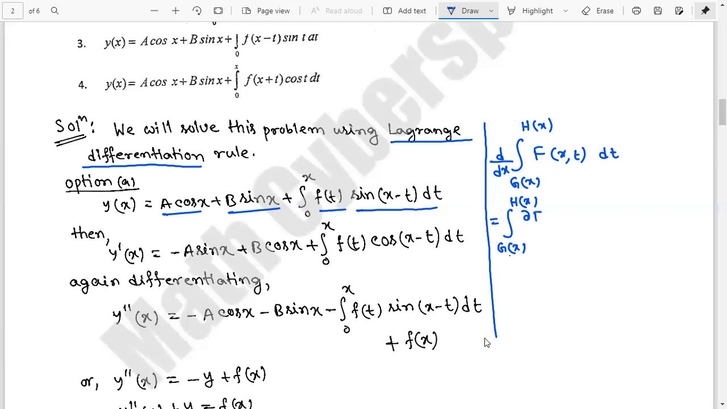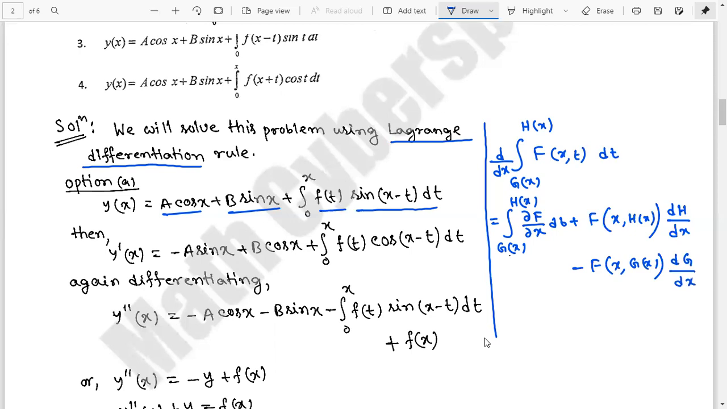So ∂f/∂x dt, plus replace t with the upper limit, so this will be f(x, h(x)). Now differentiate the upper limit with respect to x, so dh/dx, minus. Now replace t with the lower limit, so f(x, g(x)), and differentiate the lower limit with respect to x, dg/dx.